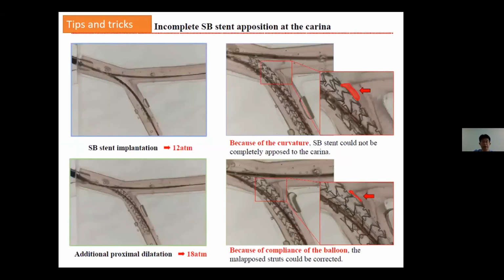So, tips and tricks for the DK crush technique. Avoiding incomplete side branch stent apposition at the carina is very important. This is the side branch inflation at 12 ATM. After 12 ATM, as you can see, malposition occurred around the carina. So to avoid malposition, additional proximal dilatation is needed, for example 18 atmosphere. After 18 atmosphere at side branch stenting, there is no malposition strut. So malposition strut could be corrected. It's very important. This is one tip.